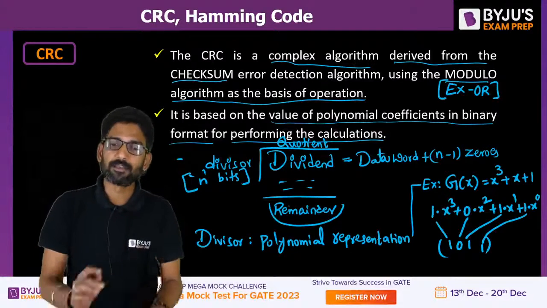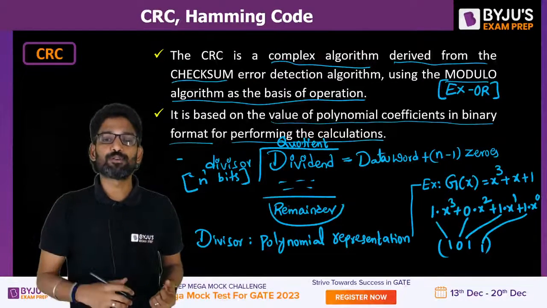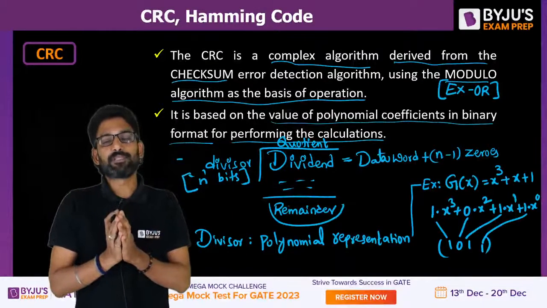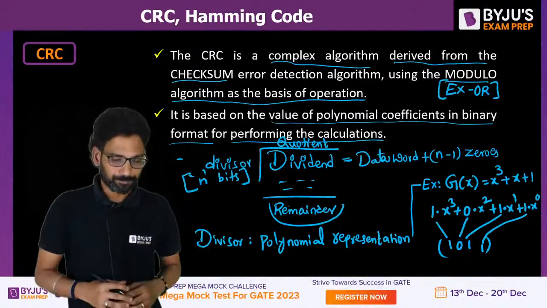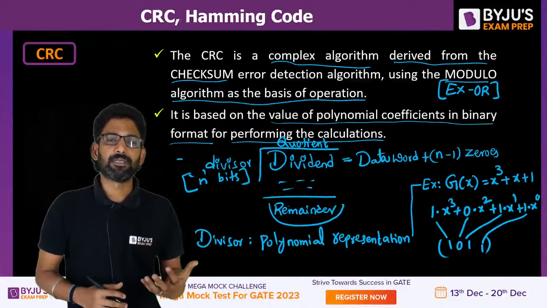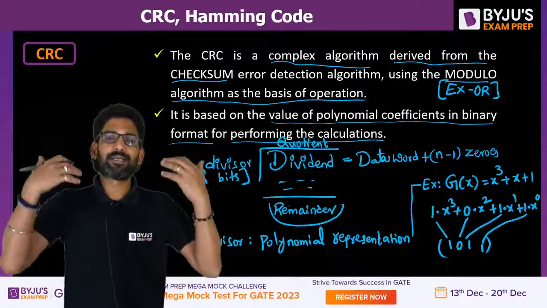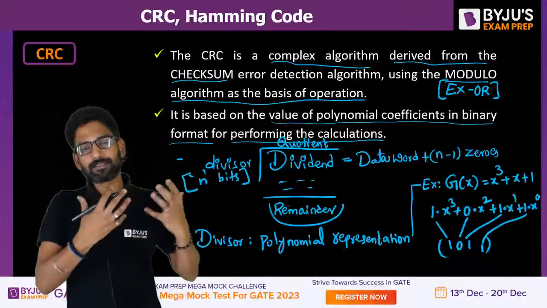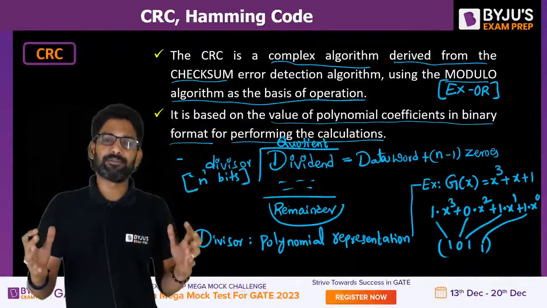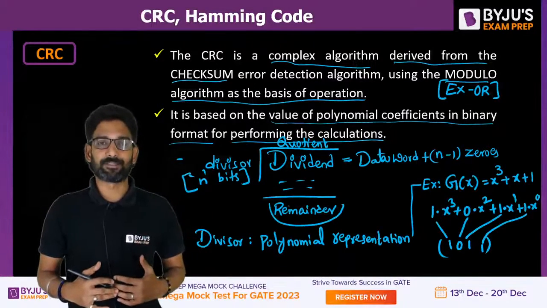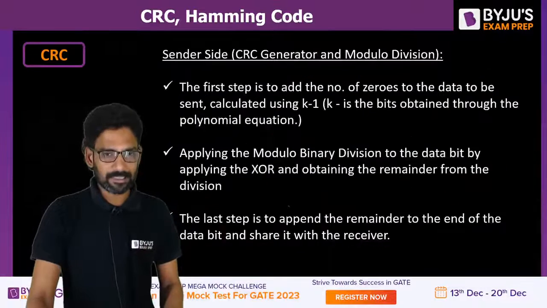In this case, we append 3 zeros to the data word, so that the data word with the zeros added gives you the dividend. This is for the sender. The receiver need not add any zeros. The receiver directly takes the received content as the dividend and performs the procedure. Finally, he should get a 0 remainder. We will see that with an example.